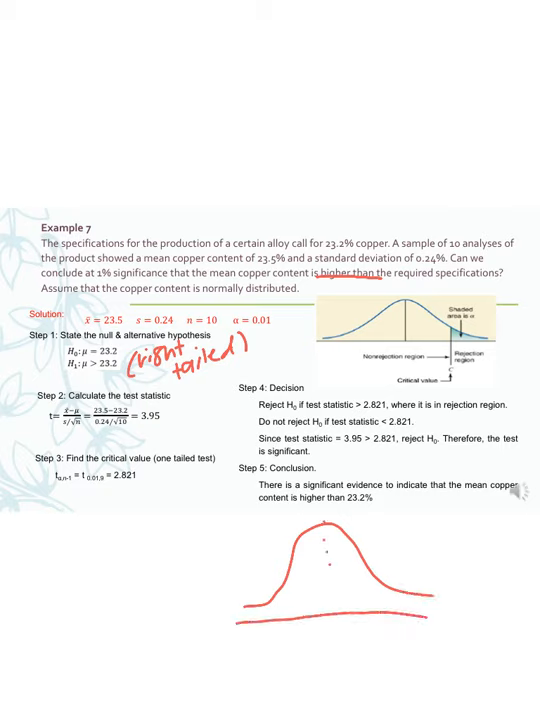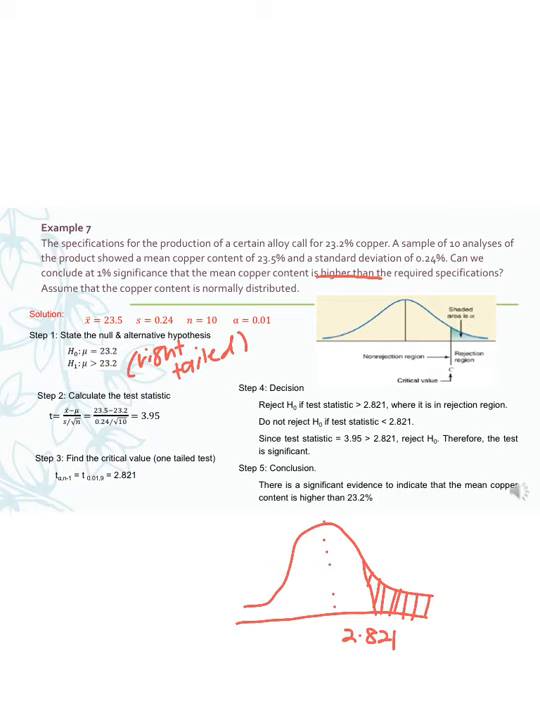Now we want to write the decision rule. Since this one is right tail, we're going to look at the right side. So our critical value is 2.821. We will reject H0 if the test statistic is greater than 2.821, which is if the test statistic falls in the rejection region, the region that I shaded here. So that's why we come up with the decision rule. Step number 4, reject H0 if test statistic greater than 2.821.